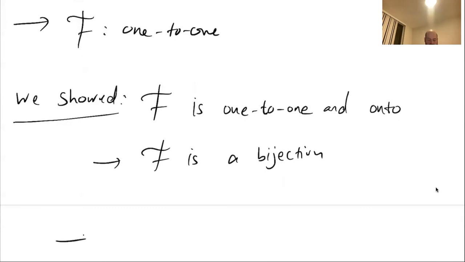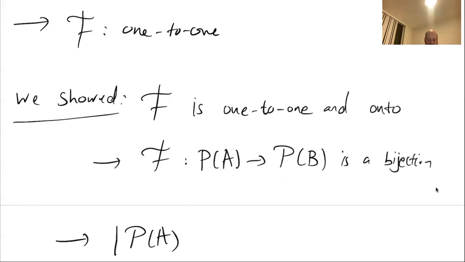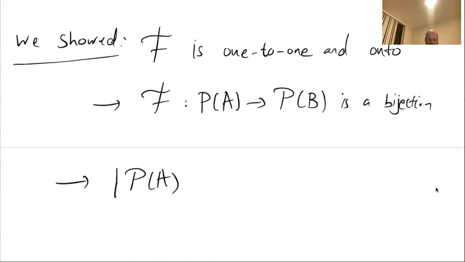And that means curly f, which was from P of A to P of B, right, is a bijection. So that means cardinality P of A equals cardinality P of B. If I find a bijection between two sets from one set to another, that means that the cardinality of those two sets must be equal. And this was exactly what we wanted to show.